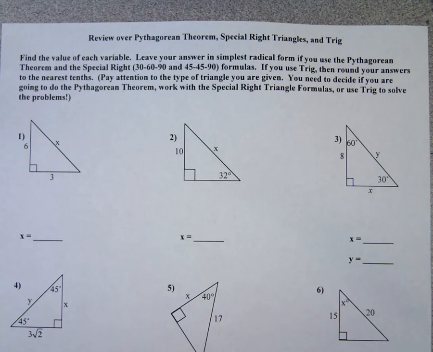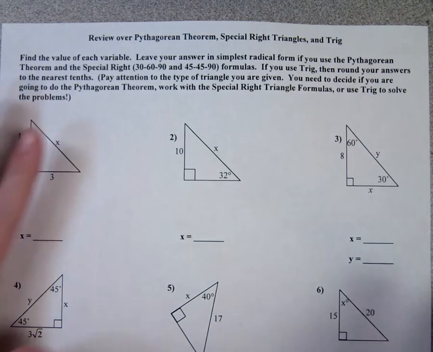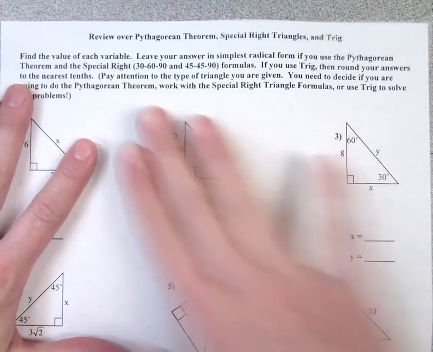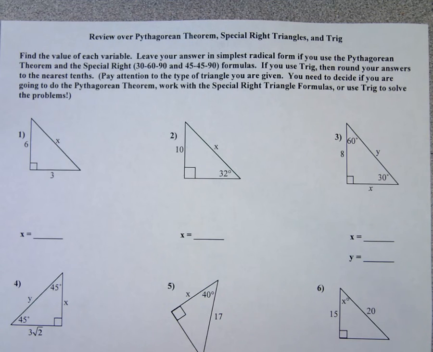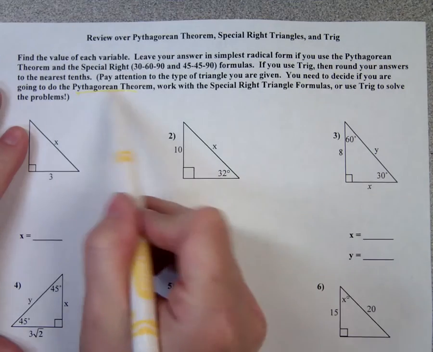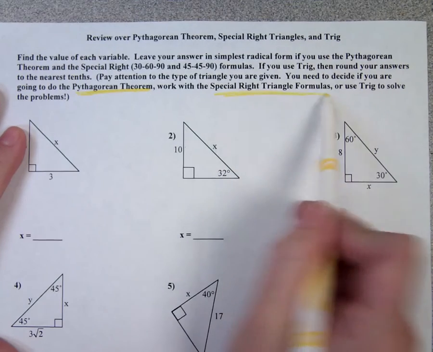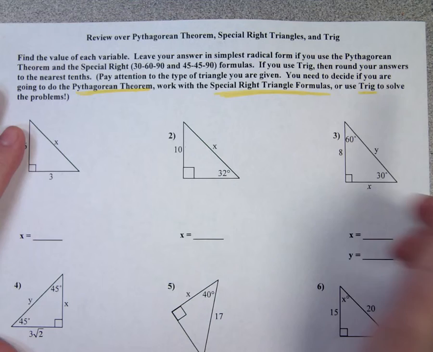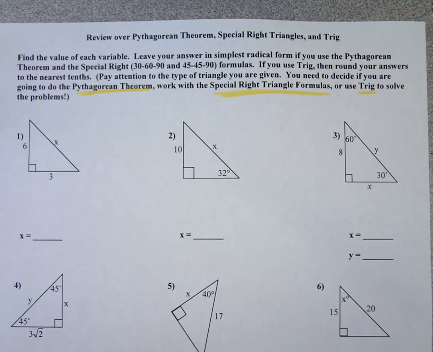The test that you'll take on Tuesday will have the problems jumbled up, and you'll have to know what to do when you see the different figures. So I really like this worksheet, and that's why I decided we would do it again. I don't think anybody will remember the answers because it's been so long now. Okay, so we're trying to decide if we're going to use Pythagorean theorem, special right triangle formulas, or trig. What do you think on number 1?